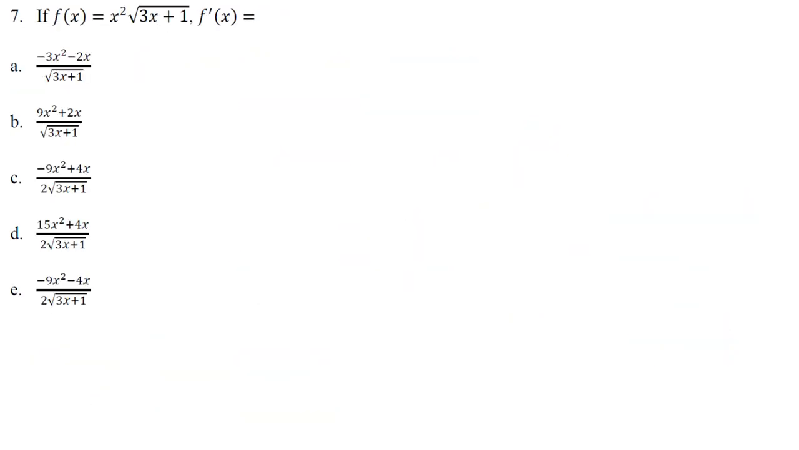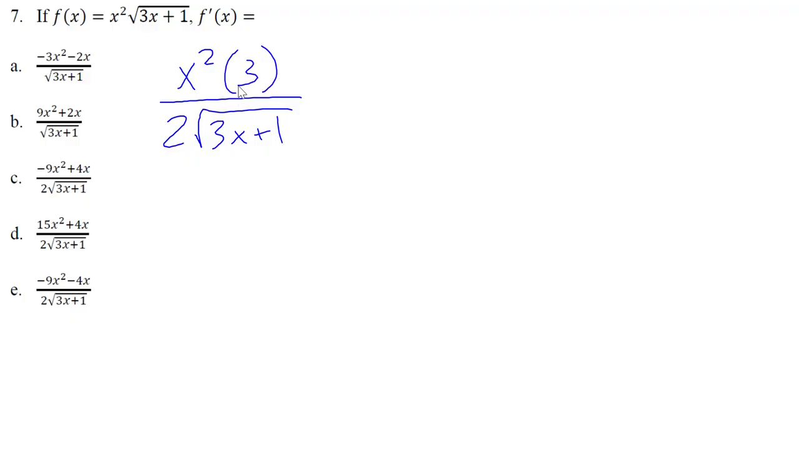All right, for this next one, we're just looking to take the derivative of this function. It's a product of two functions, x squared and root 3x plus 1. So we'll use the product rule. It should be the first function times the derivative of the second function, which is 1 over 2 root 3x plus 1, times the derivative of 3x plus 1. And then we'll add to that the derivative of x squared times the other function.